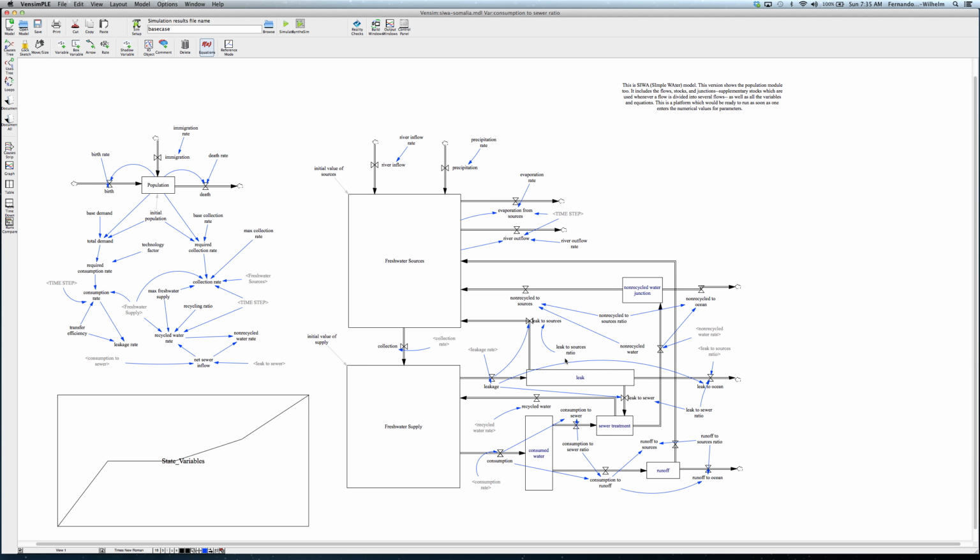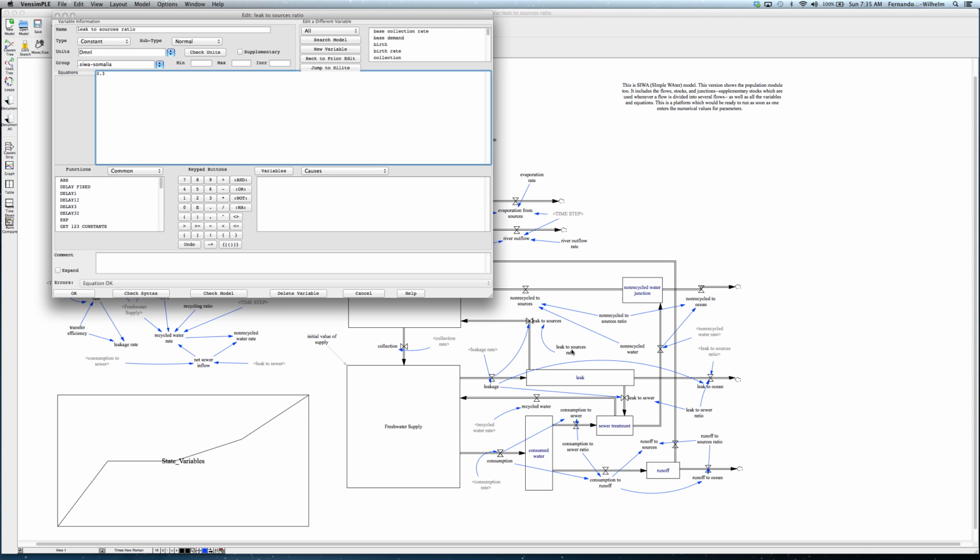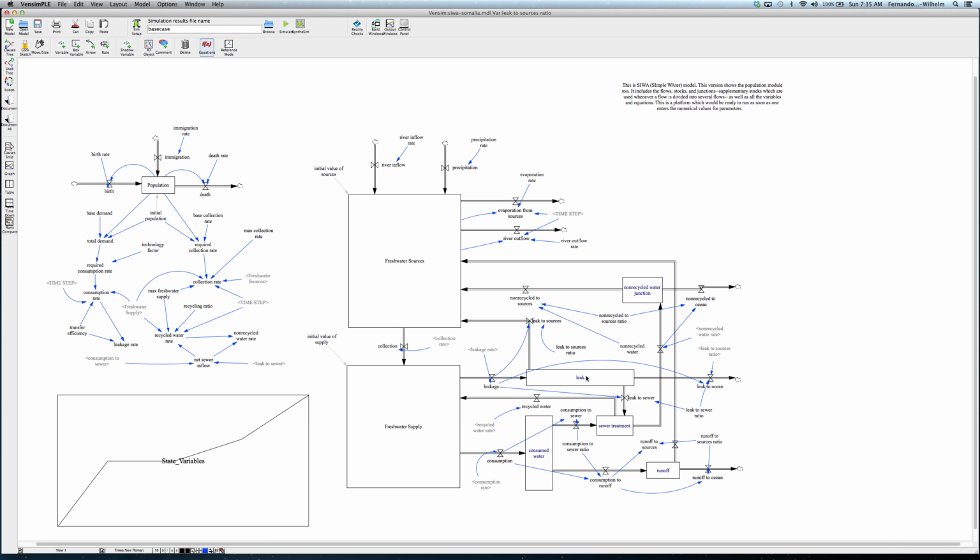Let's look at the leakage. The leakage to sources ratio is 30%. So of the proportion of the supply that leaks, 30% goes back to the sources and 70% goes to the ocean. And so on. We've defined a number of those ratios that you can explore. So, in the case of Somalia, let's just run this model as is, just to see what the results are.